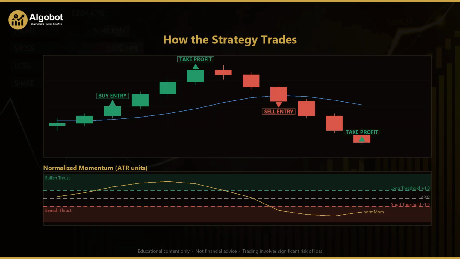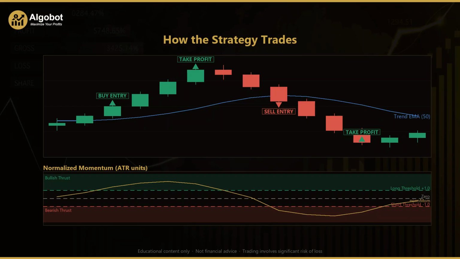Now the picture changes. After that push, price tops out and begins to roll over. A candle closes back below the EMA, and the momentum reading collapses out of positive territory, drops through zero, and keeps falling. On the next candle, momentum crosses down through the minus 1.0 threshold, and at that same moment price is trading below the trend EMA. Once again, both conditions agree, this time on the short side, and the sell entry marker appears.